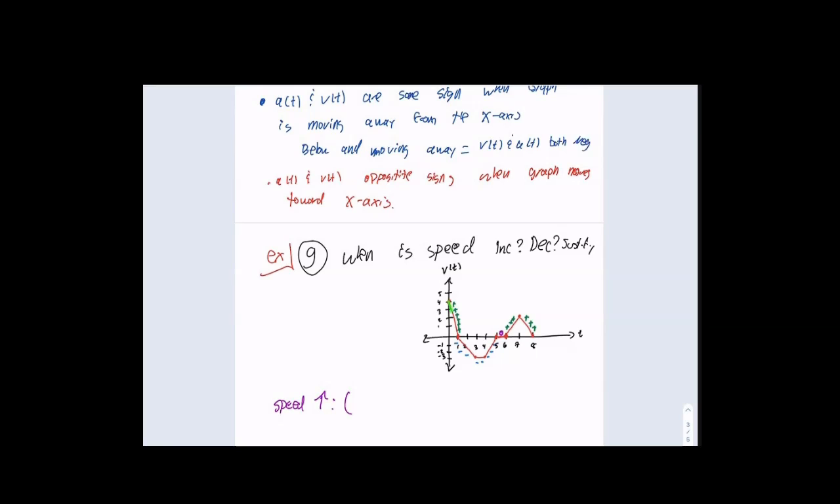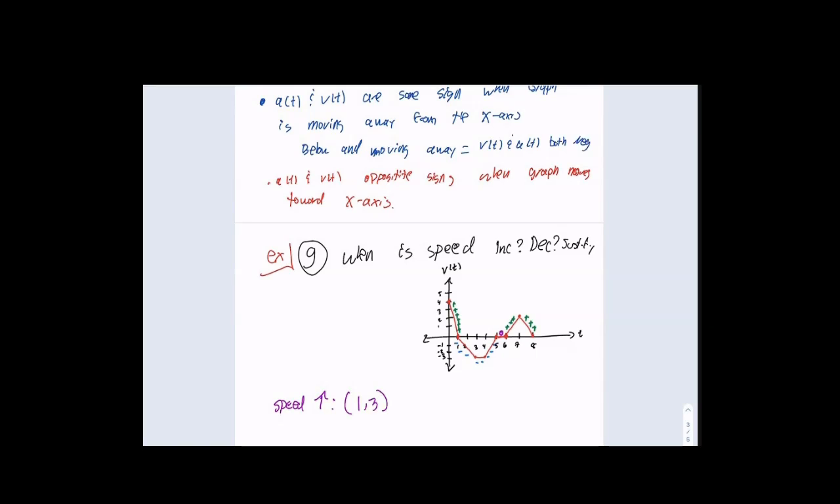Are we moving toward or away from the x-axis? Right here. Toward. So that's not it. Are we moving toward or away? Away. So does that mean speed is increasing or decreasing? Increasing. So from 1 to 3, speed is increasing.